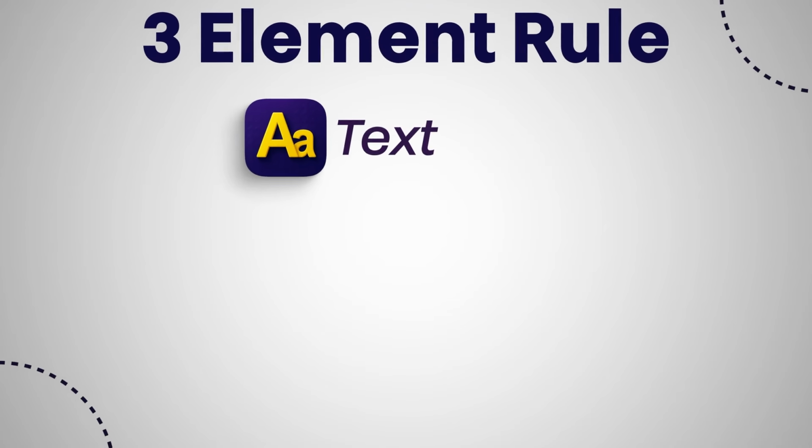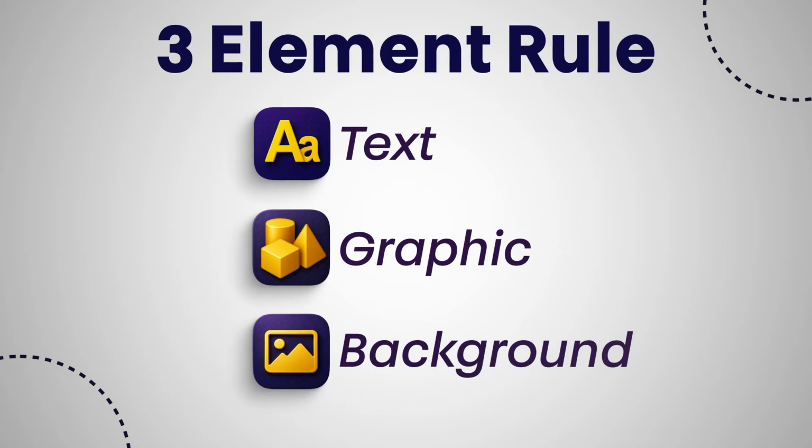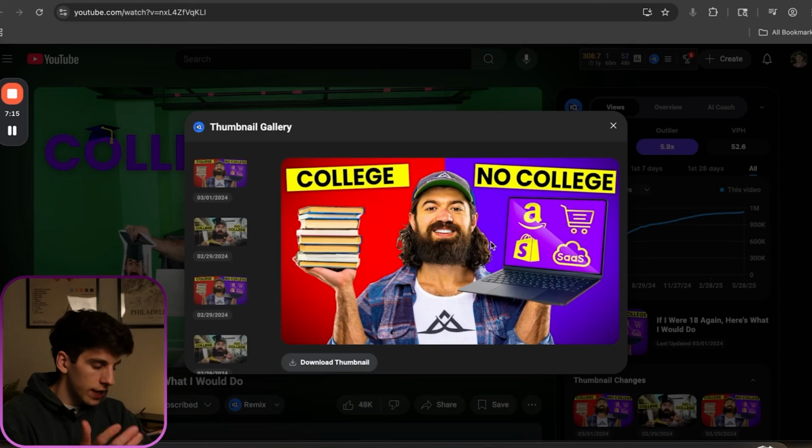You're just going to choose 3 elements in your thumbnail just to keep things super simple, whether it's a text, a graphic, a background, or something along those lines. But let's look at some examples. You can look at this one.